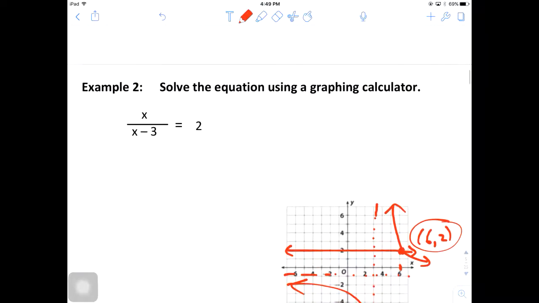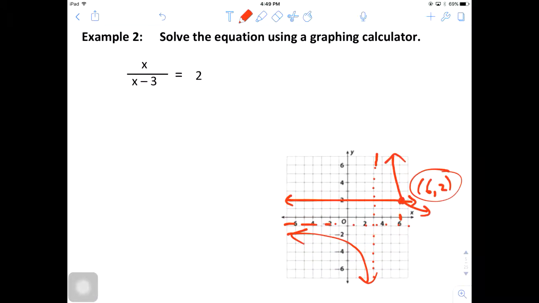Number 2, solve the equation using a graphing calculator. So let's go ahead and have you guys open up decimals and enter in one of the boxes the equation y1, which is equal to the left hand side, which is x over x minus 3.